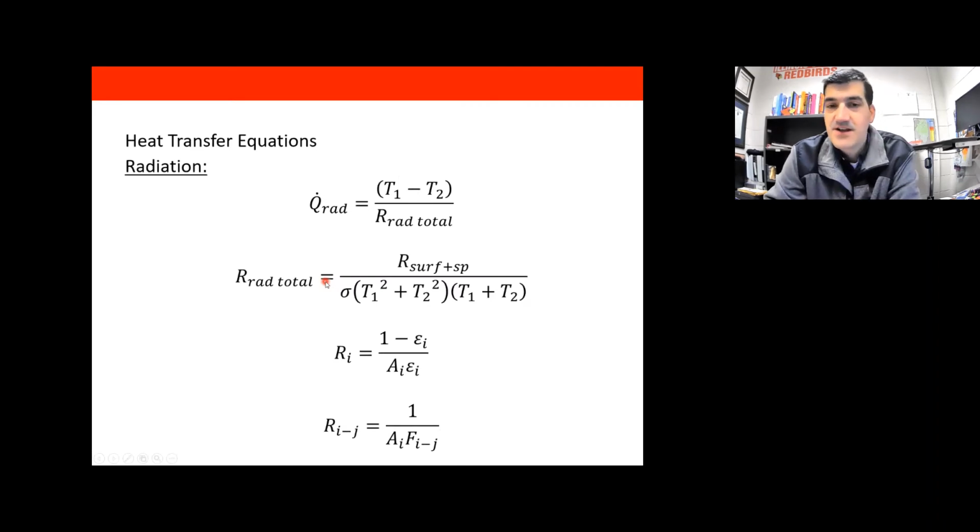The radiation was a little bit more complicated. We had to define a couple of different resistances called surface resistances and space resistances. And we wanted to get the basic radiation equation, this, in a familiar form, where we've got Q dot equals the difference in temperature, not the difference in temperature to the fourth power or anything like that, but just delta T, the difference in temperature, divided by some R for radiation, some resistance for radiation.